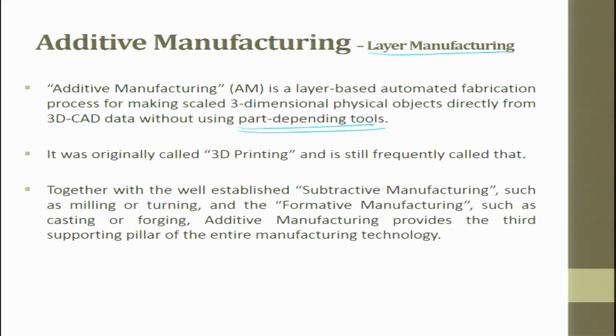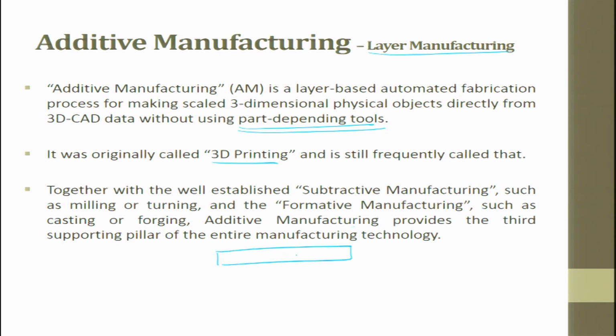Rapid manufacturing is where I would like to build three-dimensional objects from fundamentally two-dimensional layers. I make layer by layer by layer, I stitch those layers and make them into a 3D physical object. And this object is made without involving any tools. It was originally called 3D printing and is still frequently called that. Together with the well-established subtractive manufacturing such as milling or turning, and the formability manufacturing such as casting and forging, additive manufacturing provides the third supporting pillar of the entire manufacturing technology.